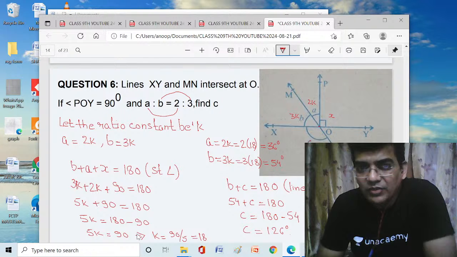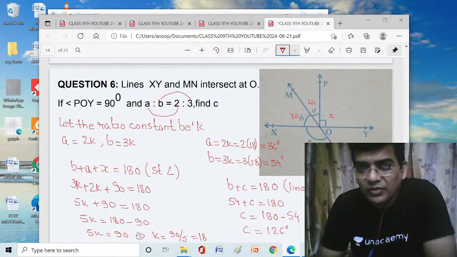Now I can see in this figure, this XY is a straight line. So these three angles, X, this 90 has been named as X. So X, A and B, these three angles are forming a straight angle, that is 180. So their sum will be equal to 180. So B I have replaced with 3K, A with 2K and X with 90 from here. So I am getting an equation in terms of K. So solving this equation, I am getting K value as 18.